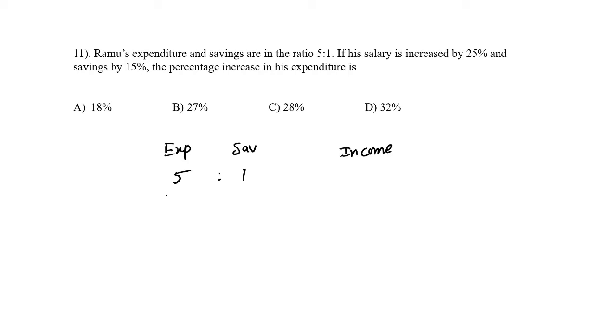For suppose I take expenditure value as 500 rupees and savings value as 100 rupees. Then what will be the income? 600 rupees. Savings plus expenditure is equal to income. So income is 600, expenditure is 500 and savings is 100. You can take 5,000, 1,000 and 6,000, that is your wish. For easy purpose, I have taken 500, 100 and income 600.